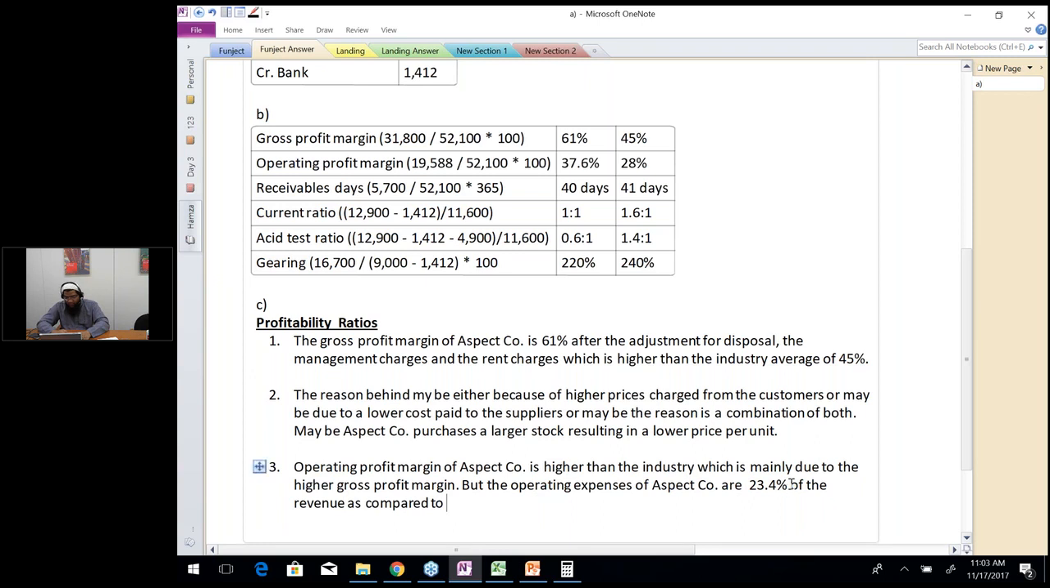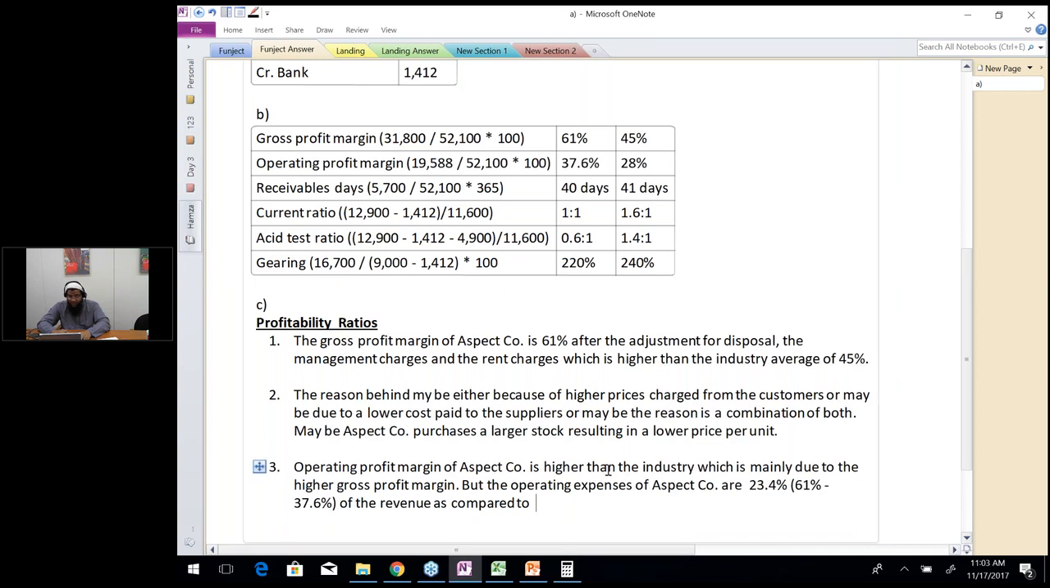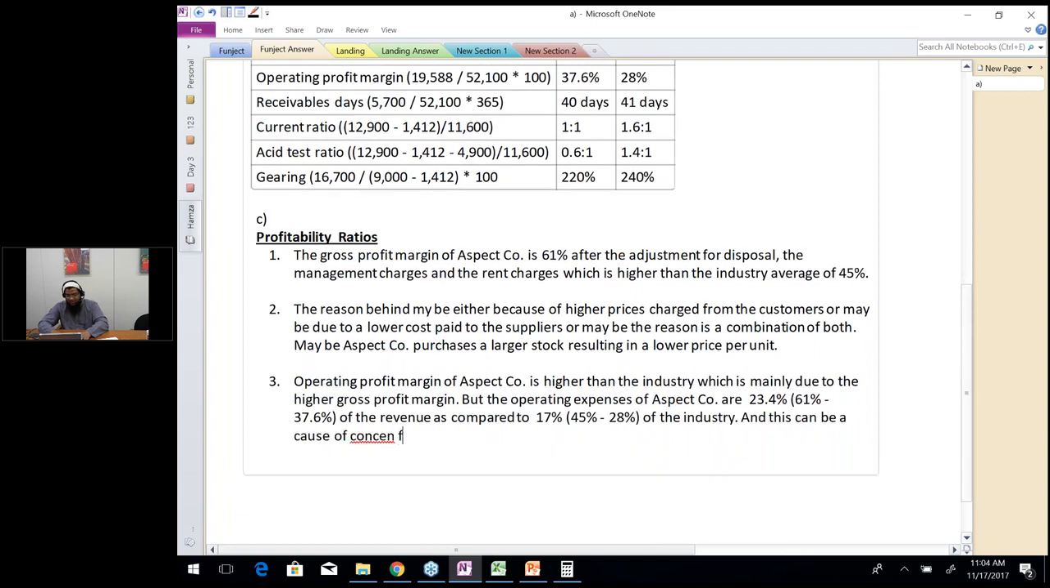I'm writing down how I have calculated this, 61% minus 37.6%, so that the examiner knows how exactly I'm solving. As compared to this, let's calculate for the industry, which is 45 minus 28, 17%. So the industry's expenses are 17% of the revenue and that of Aspect company is 23.4% of the revenue. This is comparatively higher and can be a cause of concern for Aspect company: why are we incurring such high operating expenses?